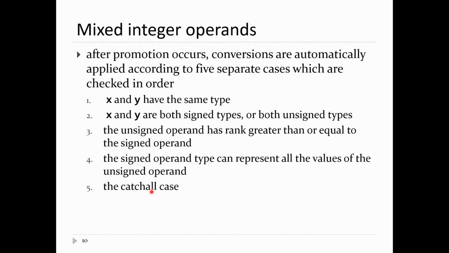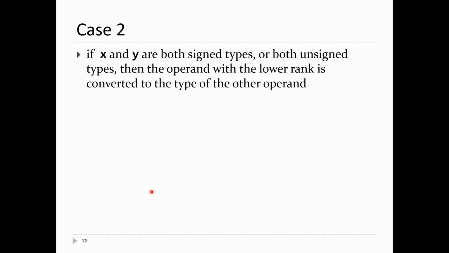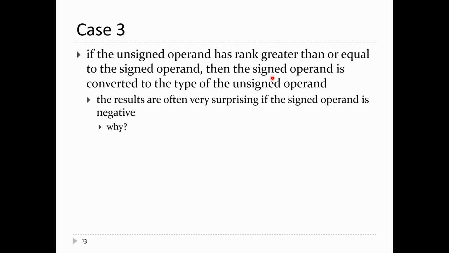All right, so case 1, x and y have the same type, nothing happens. You don't have to convert them because they have the same type. Case 2, x and y are both signed types, or they're both unsigned types. So they're both signed or both unsigned. So what happens is you promote up to the higher rank. The operand with the lower rank gets converted to the one with the higher rank, which is just a widening conversion. So that makes sense too.